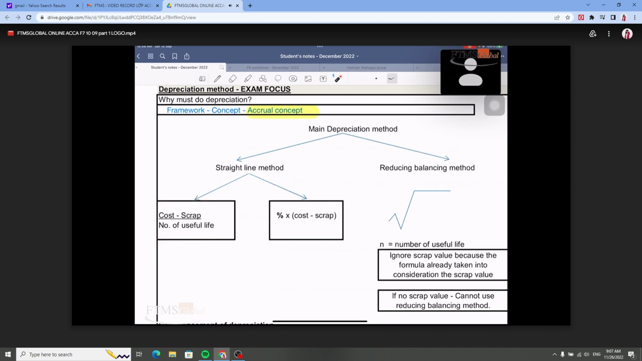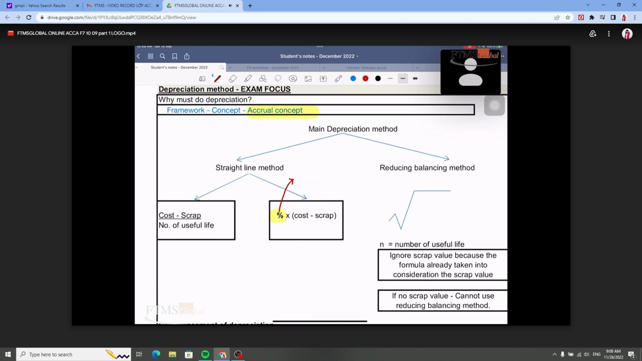Alternatively, it can be calculated based on a percentage given times cost minus scrap. So what we are interested in is this percentage. How is it calculated? Of course you will tell me the exam paper usually provides it. But we are accountants. We cannot tell our boss, you need to provide me the percentage because my exam paper usually provides it. If you don't provide it, I can't do it. So where does this percentage come from? For example, 10%. How do they get 10%?